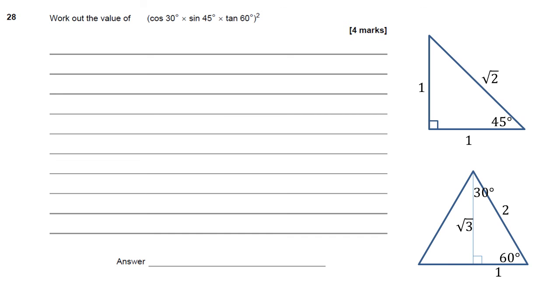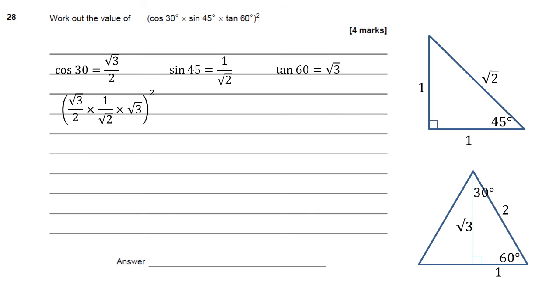So cos 30, looking at the bottom triangle, cos is adjacent over hypotenuse, so cos 30 is going to be root 3/2. From the top triangle, sine 45, opposite over the hypotenuse, is going to be 1/√2. And going back to our bottom triangle for tan 60, opposite over adjacent is going to equal root 3. We can now put these in, so we've got root 3/2 times 1/√2 times root 3, all squared.